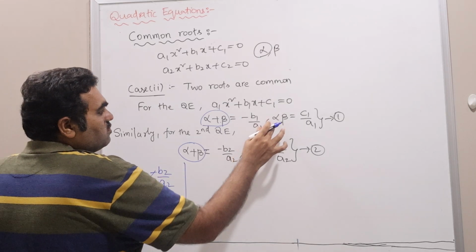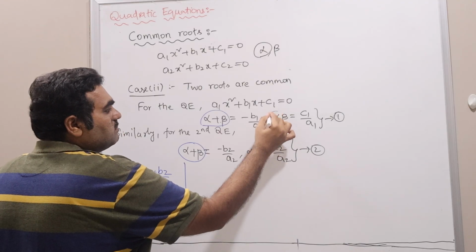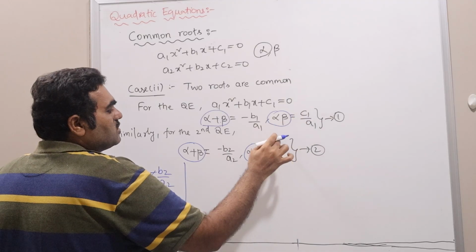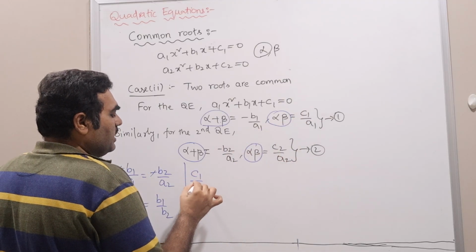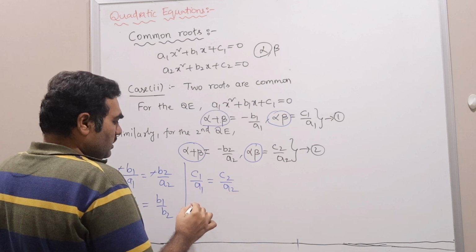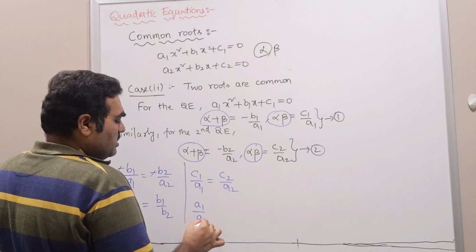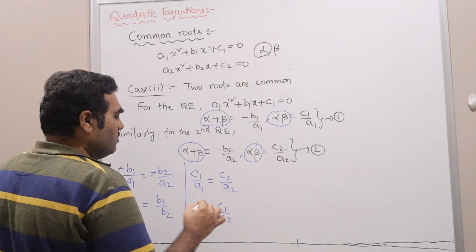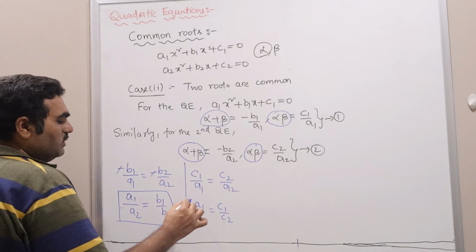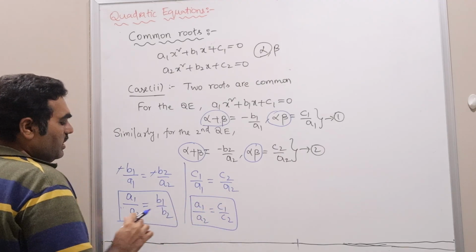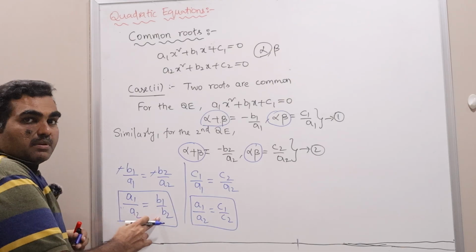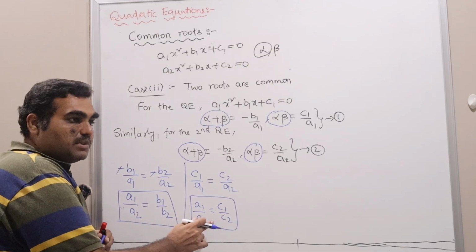Now let me compare these two. Here also it is alpha beta, here also it is alpha beta. If these two are equal, these two must be equal. So that means c1 by a1 is equal to c2 by a2. I can shuffle. So a1 by a2 is equal to c1 by c2. So this is one set I got. This is another set I got. Here I have a1 by a2, here also I have a1 by a2, here a1 by a2 is b1 by b2 and here a1 by a2 is c1 by c2.